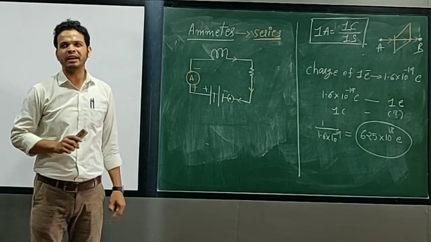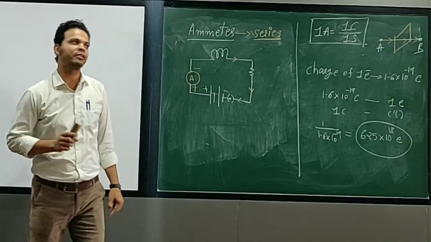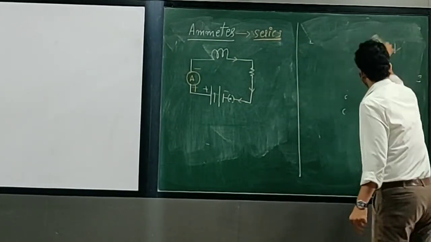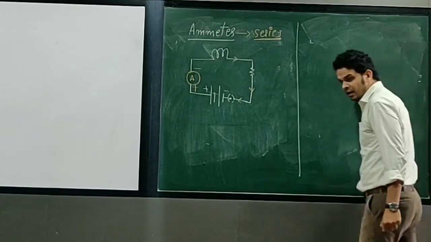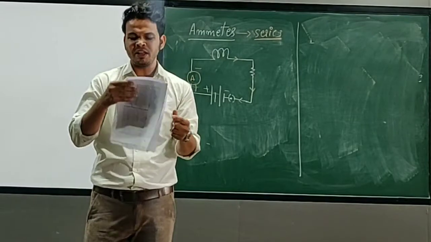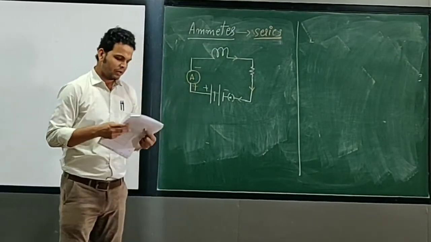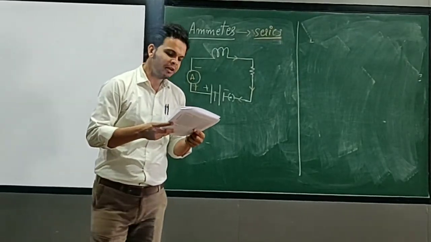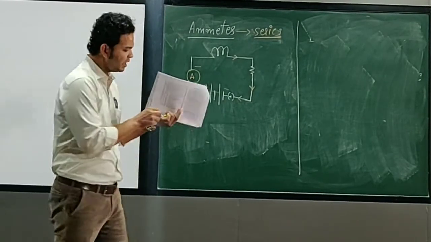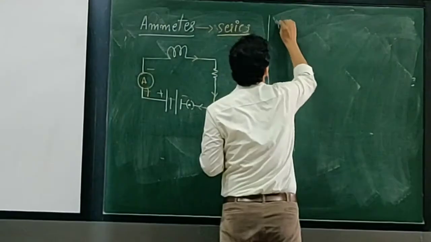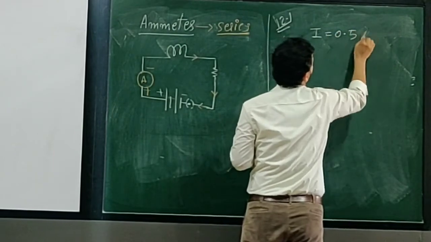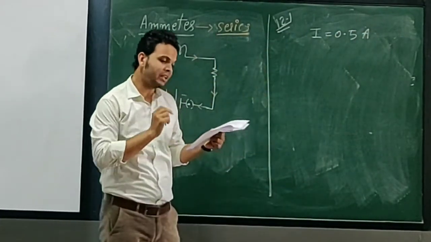Let us very quickly take one example and we'll conclude the topic. Okay, so the example itself is given in your book. If you open your book, example number 12.1 is: the current of 0.5 ampere is drawn by a filament of an electric bulb for 10 minutes. So here the value of current is given. The current I is equal to 0.5 ampere, and the time is 10 minutes.